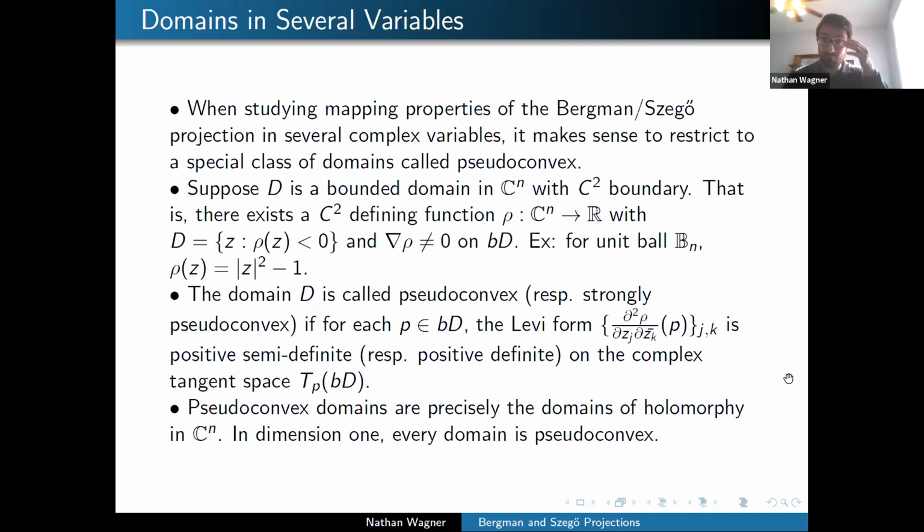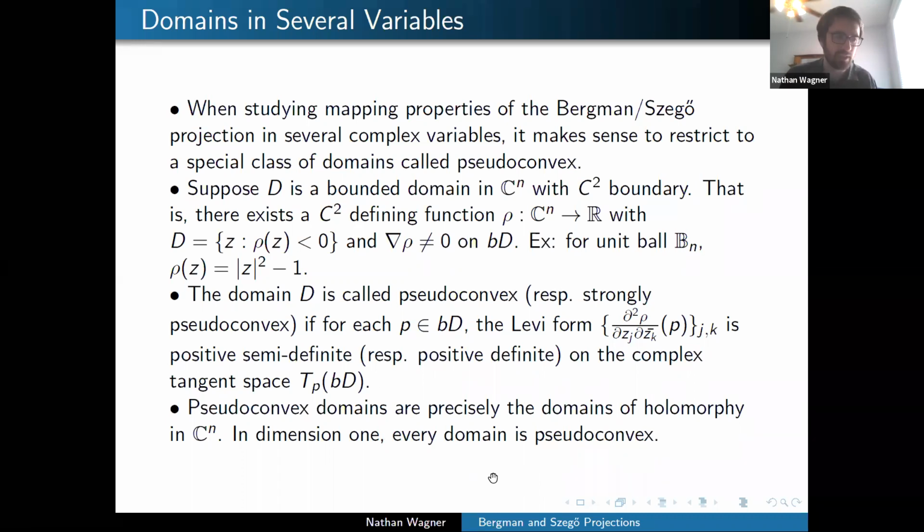And this is only a useful definition when my dimension is bigger than 1, because it turns out that in dimension 1, every domain is pseudoconvex. So this is a useful definition only in several complex variables.